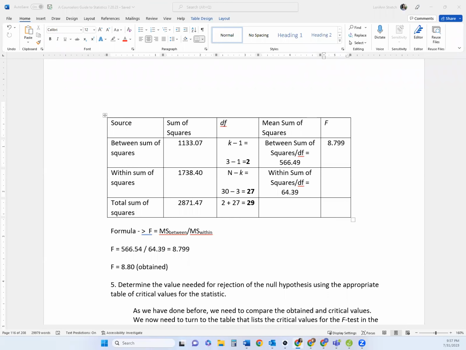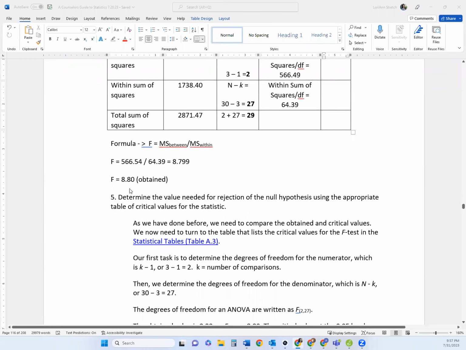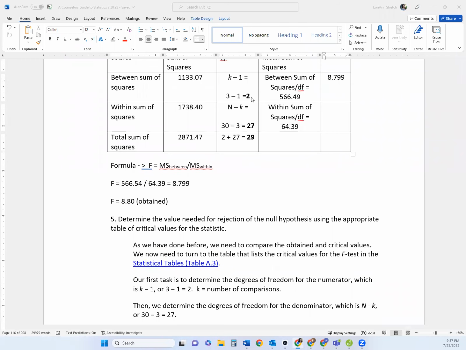Now I have to go to my statistical tables to determine our critical value, because this is our obtained value. So we're going to go to our critical value. Now we've calculated our degrees of freedom already. Our between group is 2, which is our numerator, and our denominator is 27.